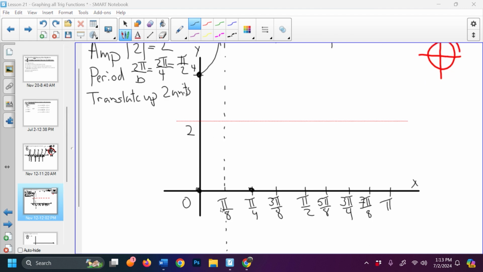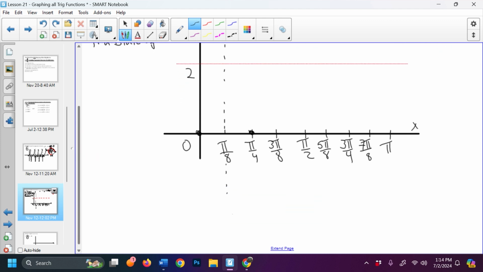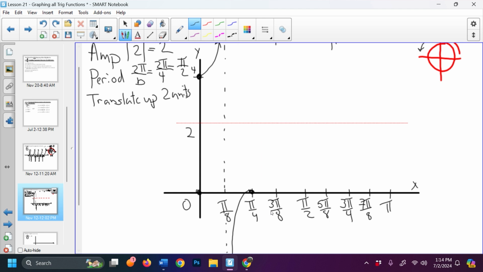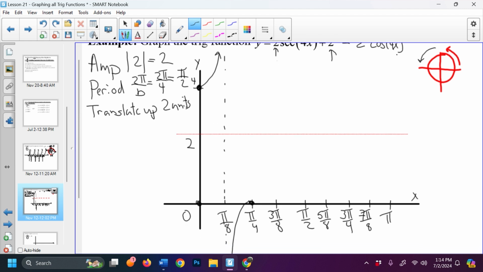The graph from pi over 8 to pi over 4 could do two things. It could start at infinity and come down to 0. It could start at -infinity and come up to 0. The reason that we know that it has to come up is because in this second quadrant, cosine is always negative. So I get a value that starts down here and comes up. 3 pi over 8. 3 pi over 8 times 4 is 3 pi over 2. The cosine of 3 pi over 2 is 0. 1 divided by 0 is undefined. So at 3 pi over 8, I get another vertical asymptote.